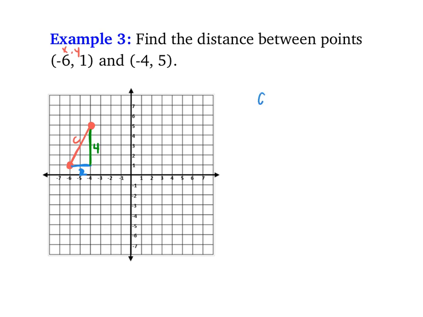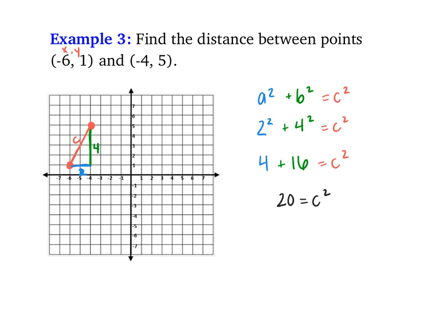So in A squared, I would have 2 squared, which is 4. For B squared, I have 4 squared, which is 16. And all of that is going to be equal to C squared, which I don't know yet. So 4 plus 16 is 20. So 20 would be equal to C squared. Taking the square root of all of that, I get something close to 4.47 units.